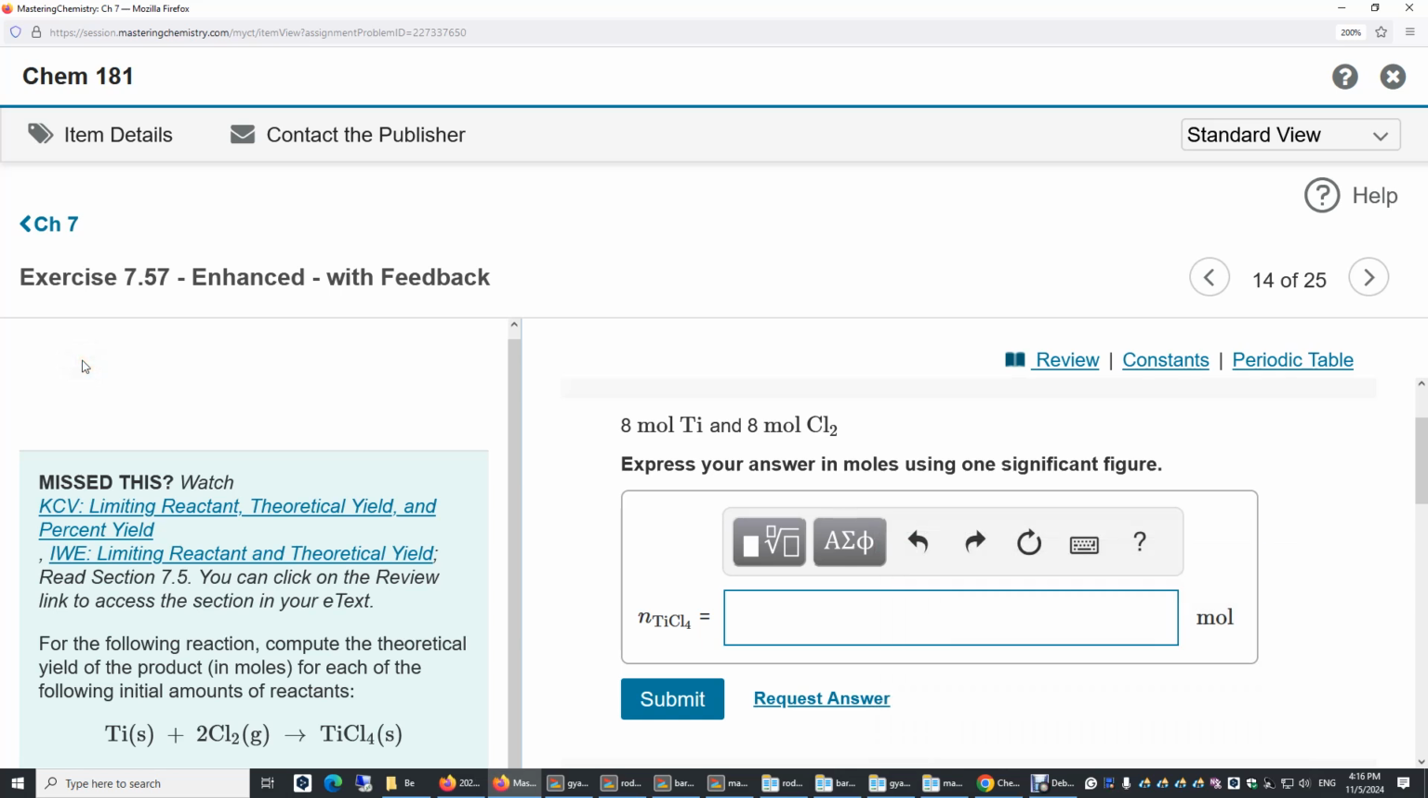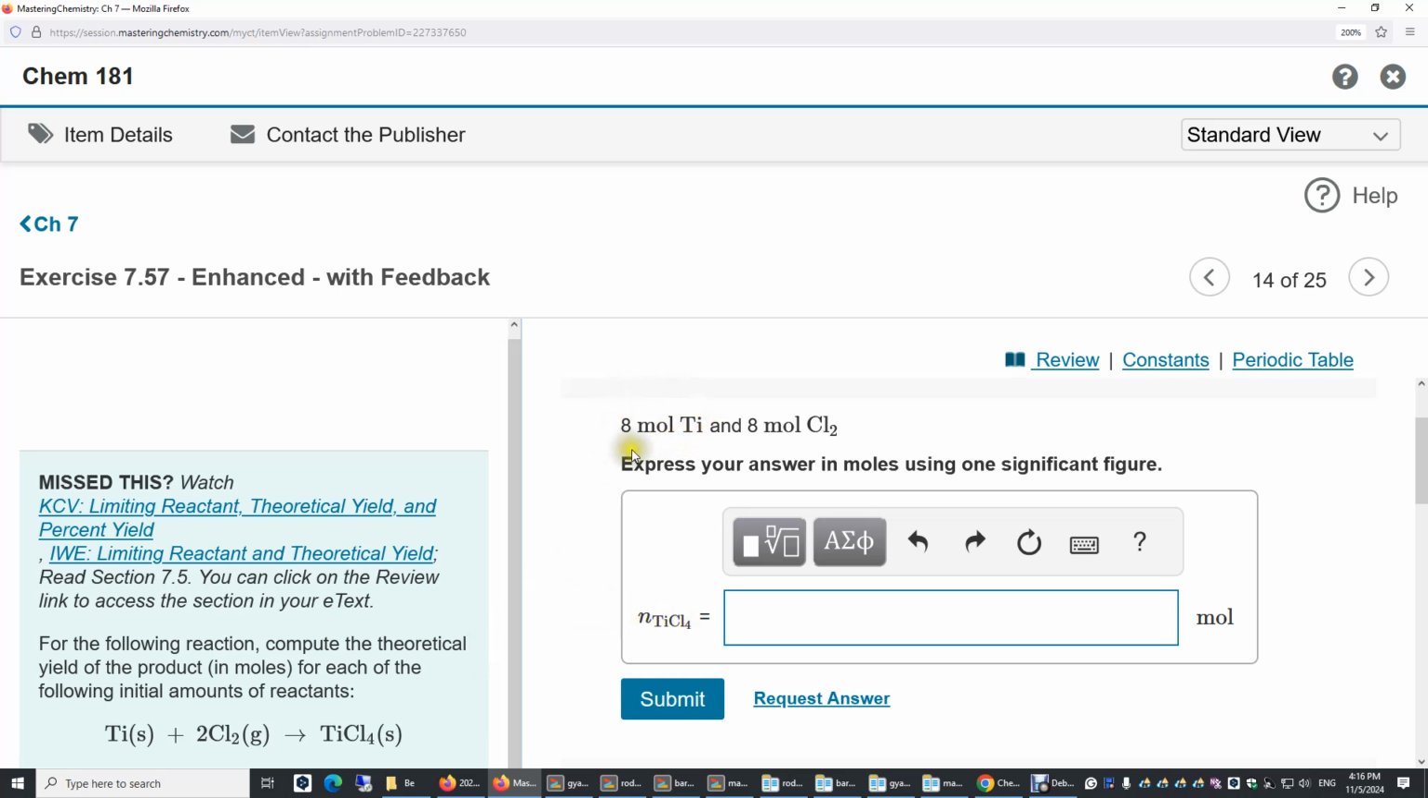Chapter 7, Exercise 7.57. For the following reaction, compute the theoretical yield of the product in moles for each of the following initial amounts of reactants. Titanium reacts with chlorine gas to form titanium tetrachloride. 8 moles of titanium and 8 moles of Cl2. How much titanium tetrachloride can we form?